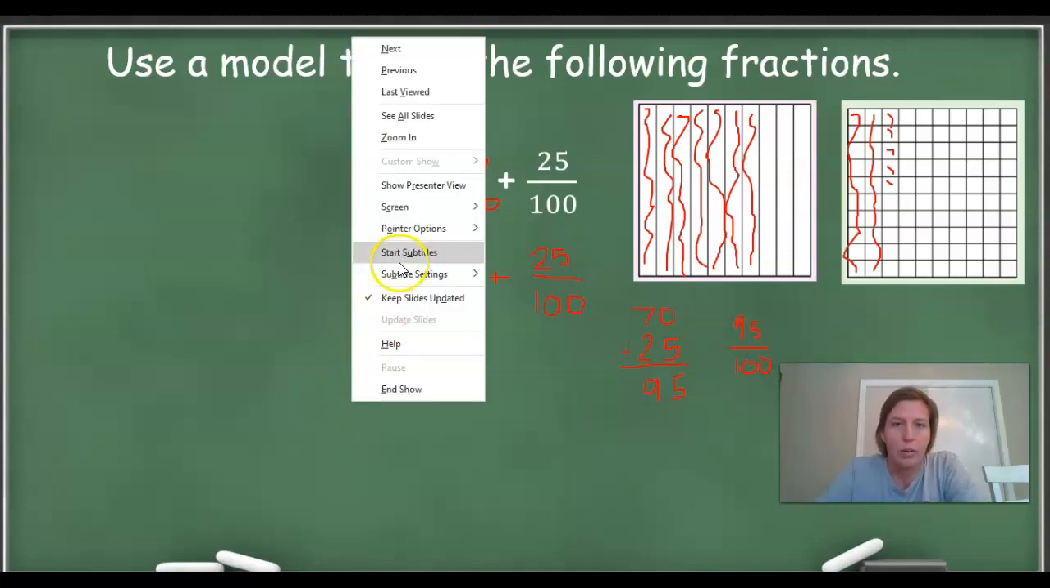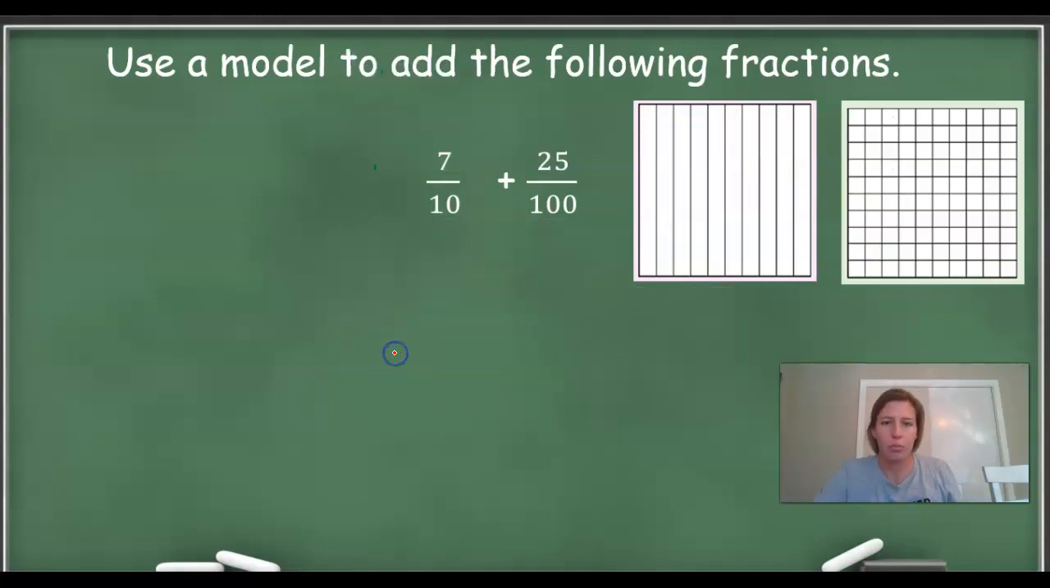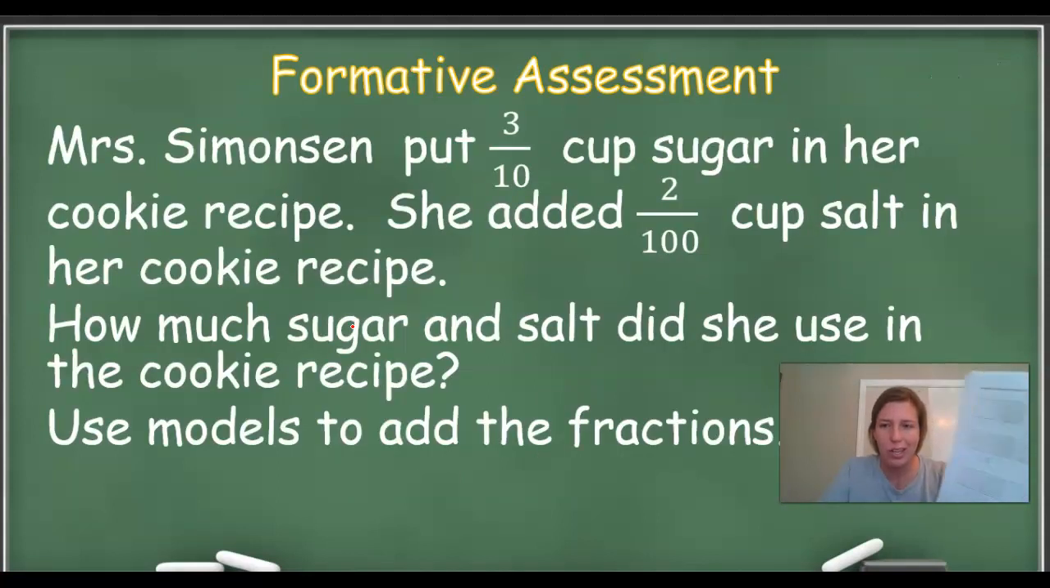So now, let's see here, you have a couple more questions that you are going to do. You have 3 tenths plus 42 hundredths. You can do that one by yourself. 9 tenths plus 3 hundredths. And then just like yesterday, I gave you an extra bonus one for fun. And then on your second page, you have your formative assessment question for today.